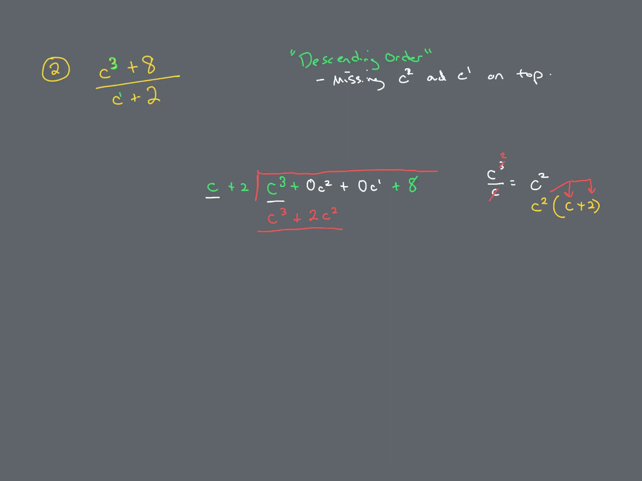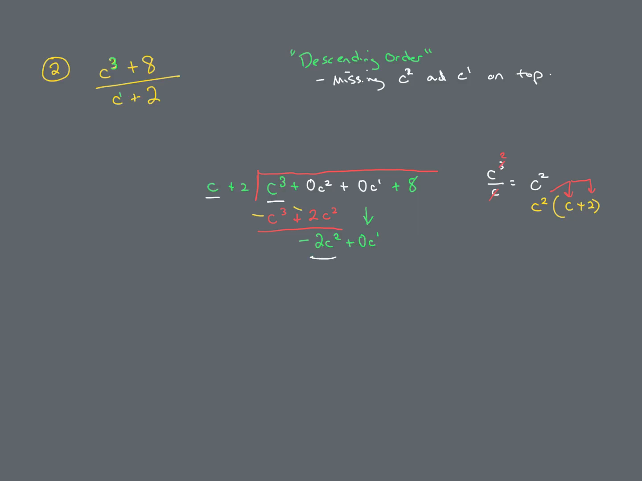Put a line down there. Remember, we're subtracting both of those. So subtracting c to the third and then subtracting 2c to the second. That's going to turn it to minus. So c to the third minus c to the third, that's just 0. And then 0c to the second minus 2c to the second. That's going to be negative 2c to the second. And then going to bring down the plus 0c to the first.